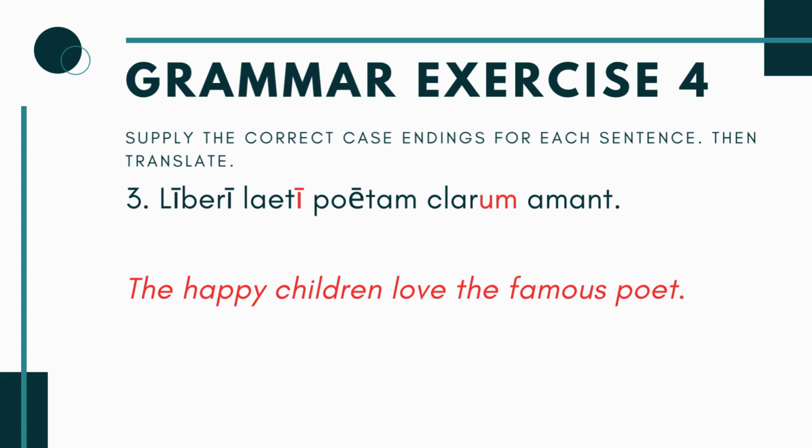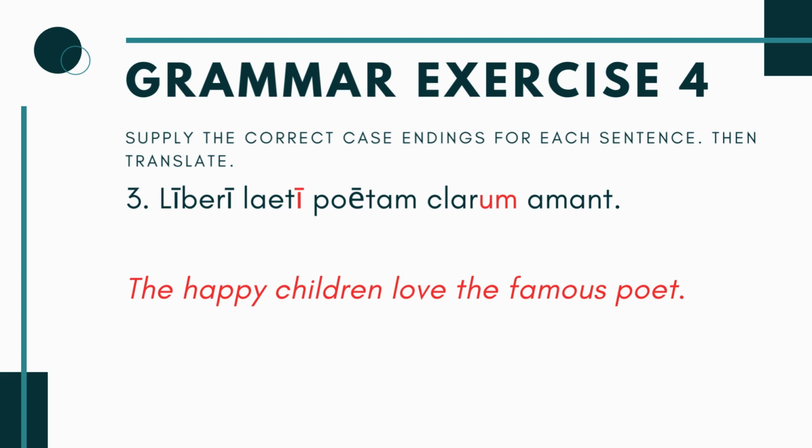In number 3, you have liberi laeti poetam clarum amant. So here, laeti, happy, is going with liberi, right? Laeti is from laetus, a, um. Now, liberi, children, is nominative, plural, masculine. So that's why I'm using laeti here. The endings are going to match. You're saying the happy children, amant, they like or they love. Who do they love? Poetam, the poet. Okay. Now, clarum here is describing poetam. It's a famous poet or the famous poet.